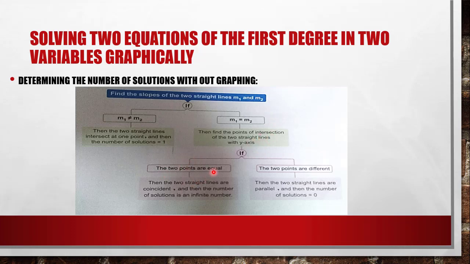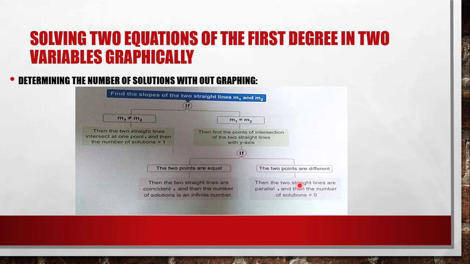If the two intersection points are equal, it means that we have two straight lines which are coincident. Then we have an infinite number of solutions. If the two points are different, in this case the two straight lines are parallel, so we don't have any solution. The number of solutions equals 0.